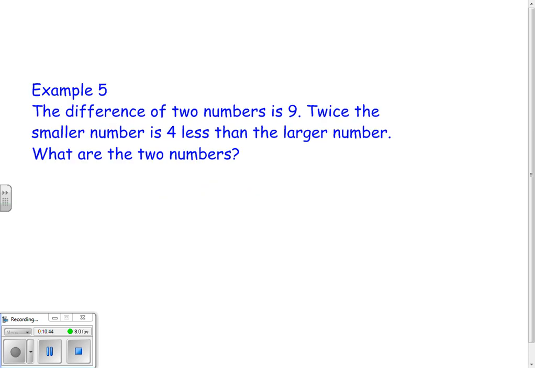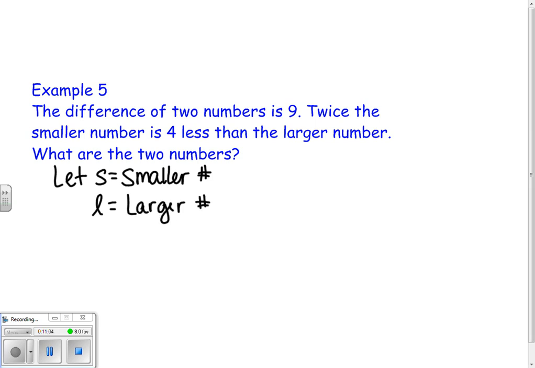All right, last one, number 5. The difference of two numbers is 9. Twice the smaller number is 4 less than the larger number. What are the two numbers? All right, I hear them using the words smaller and larger, so I'm going to let S equal the smaller number, which means L equals the larger number.